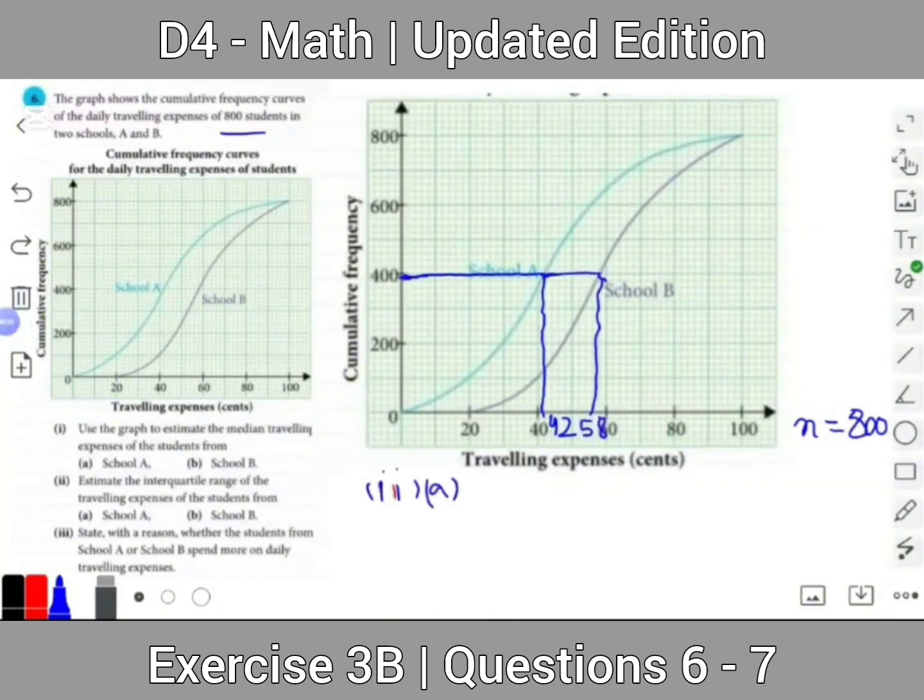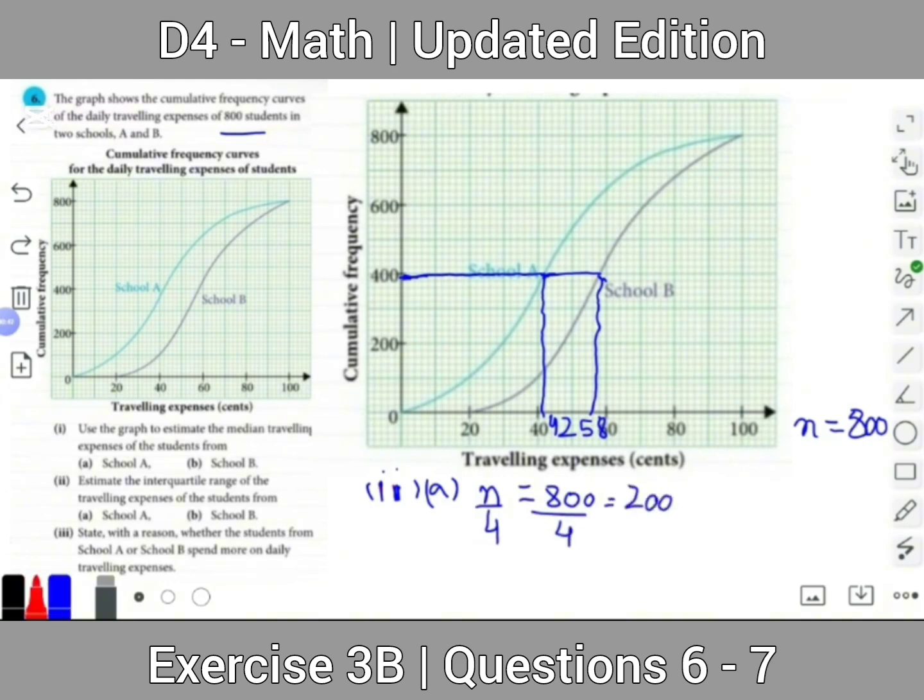Now for part 2, estimate the interquartile range of the traveling expenses of the students from part A, school A. So from the graph, first we have to find the lower quartile and upper quartile for the cumulative frequency curve representing school A to find the interquartile range. Since n is equal to 800, to estimate the lower quartile, we find its position by using n over 4. So n over 4 is equal to 800 over 4, and it will be equal to 200.